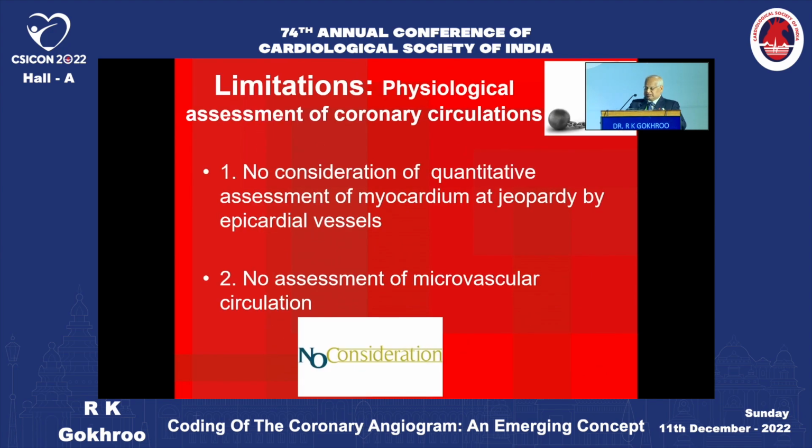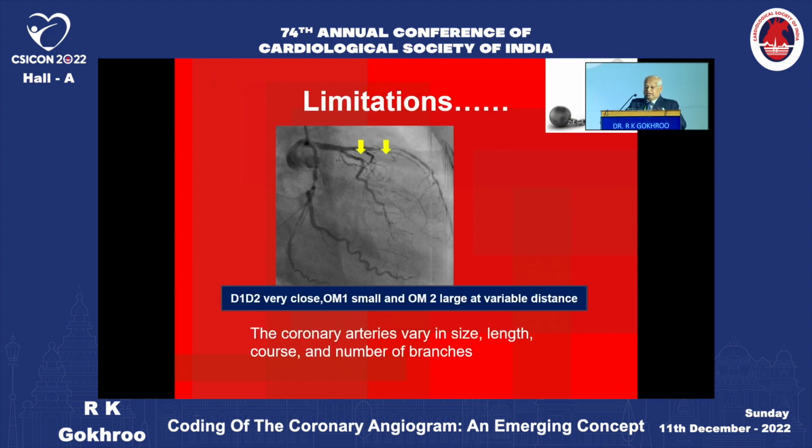Looking at these limitations, at the same time in the reporting system we have the limitation, there is no consideration of quantitative or qualitative assessment of the TIMI flow in the reporting system, and there is no assessment of microvascular circulation. For example, if you see this angiogram, then the D1, D2 is very small and there is an obtuse marginal which is a big one. It is not expressed unless you see the angiogram.